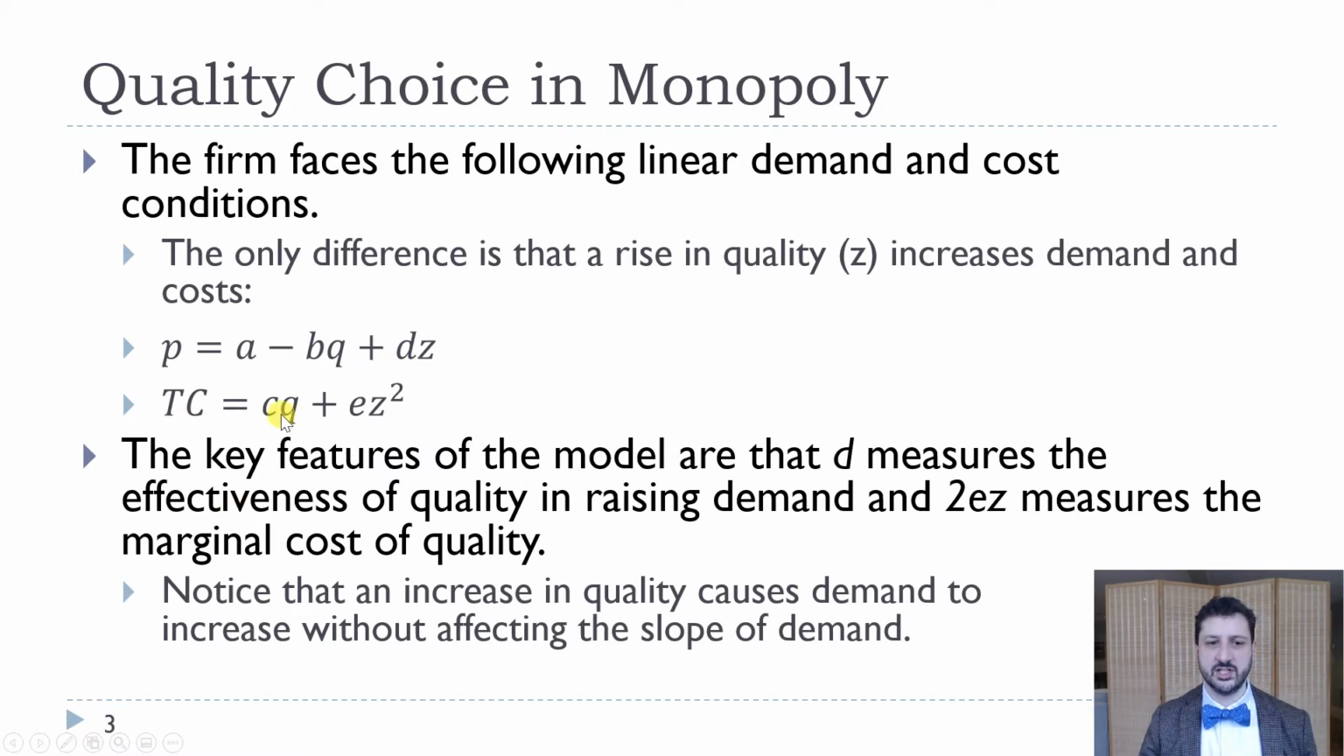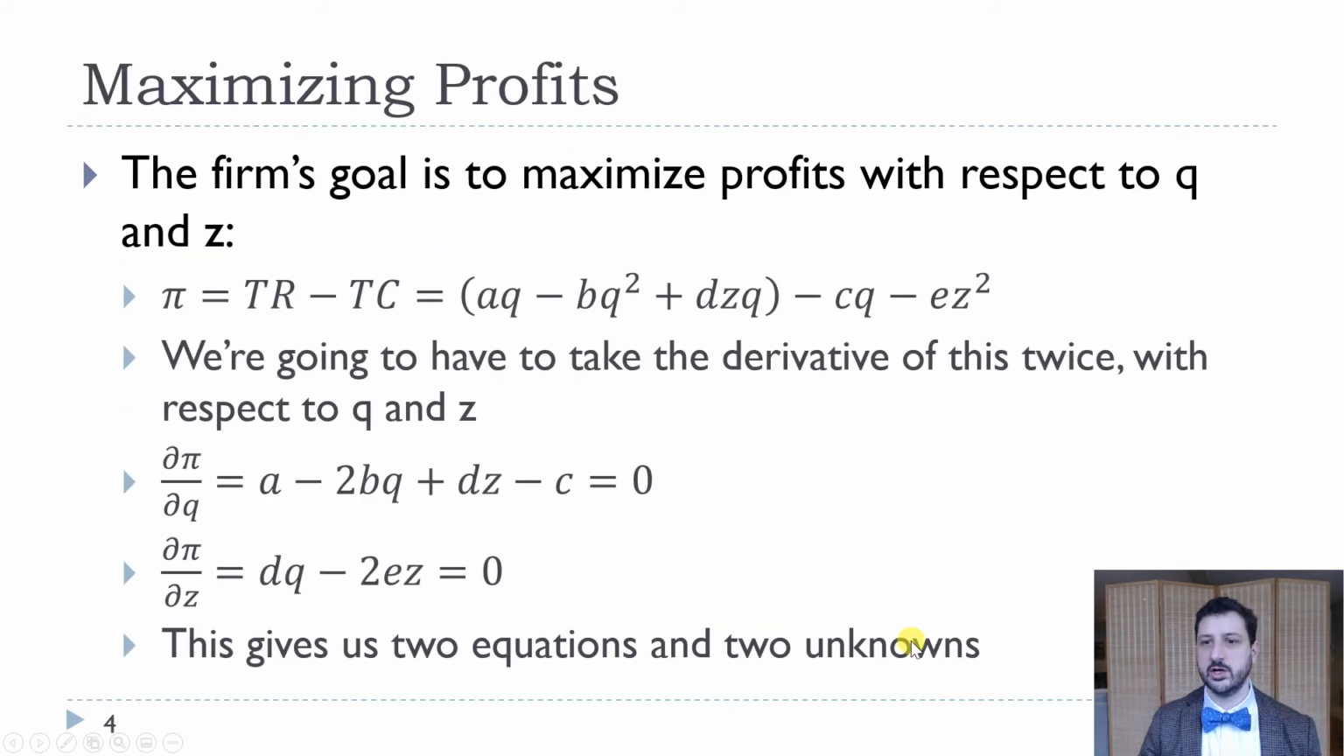And then our cost is just CQ, right? So that's our standard, fixed marginal cost model plus EZ squared. And so the idea here, as we said previously, is that quality costs more to produce. And so 2EZ is going to be our marginal cost of adding quality. So this is kind of a nice model. An increase in quality causes demand to shift up without affecting the slope of demand. And so it makes it pretty easy to solve. And so really what we're going to do is think about profits, total revenue minus total costs.